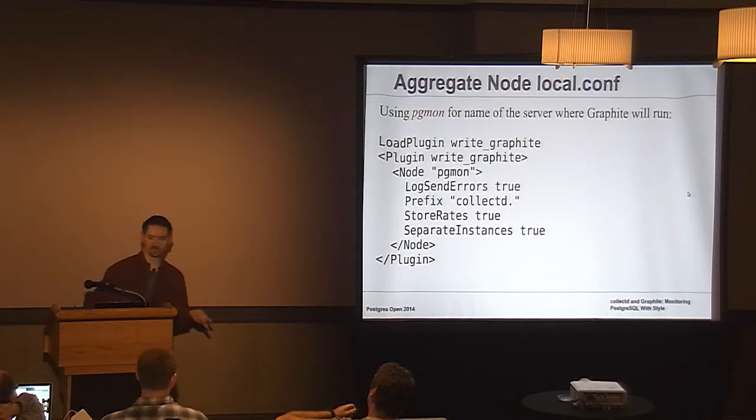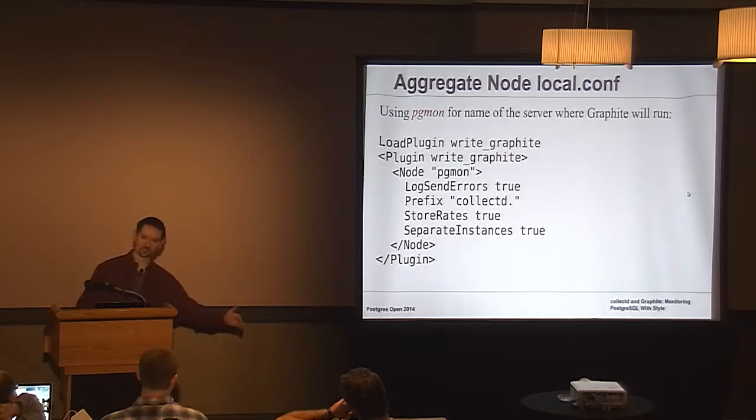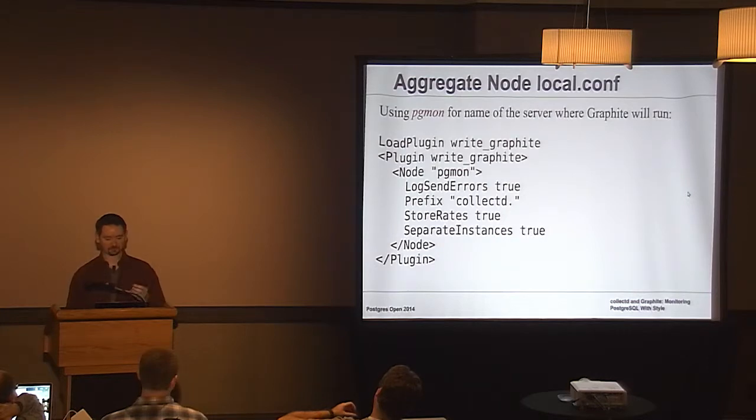Graphite saves data by default in a format called Whisper, which is basically kind of like RRD. So you can get really high granularity for a day, then lower granularity for like a week, and then even lower granularity for a month, and so on. And you can actually have different granularity levels defined for each data source. So in this case, having the prefix as collectd lets us target that for a specific set of granularity settings.